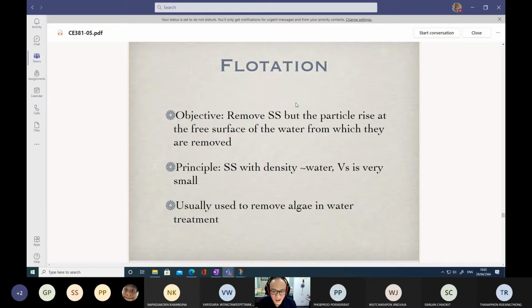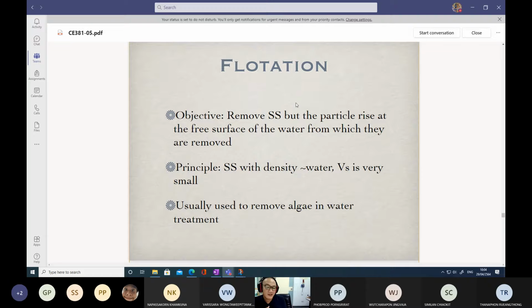Flotation is also a unit operation used to remove suspended solids, but we use it particularly for suspended solids which have a density slightly the same as water. The density of water is approximately 1, but for sands, we all know that it's 2.65. The specific gravity, not the density.